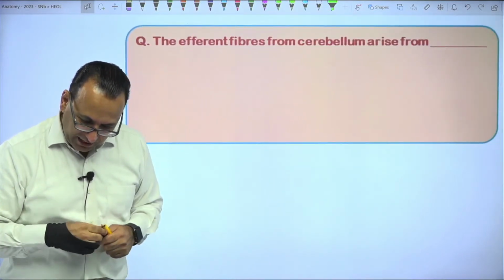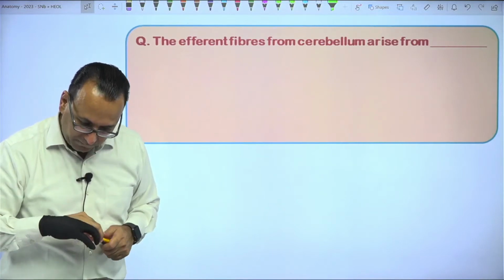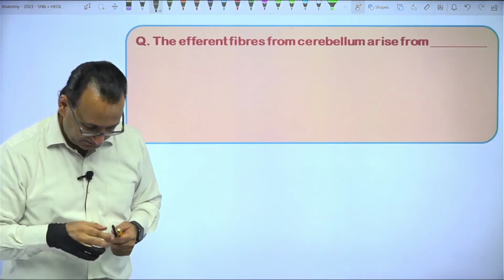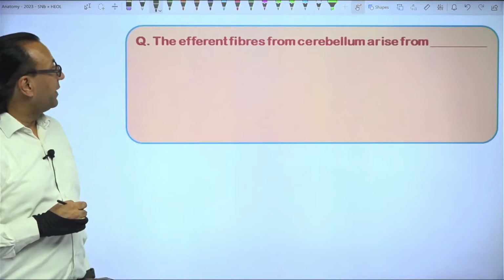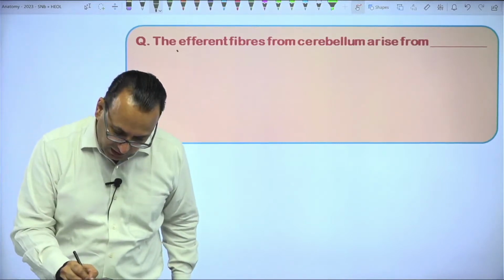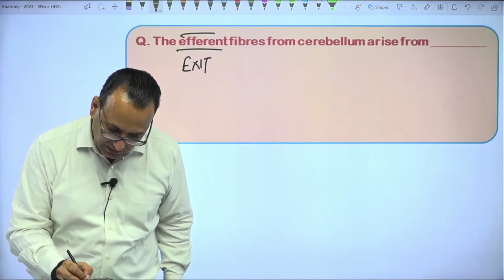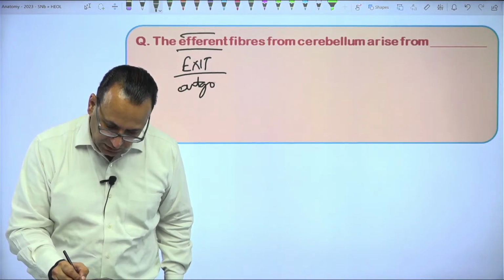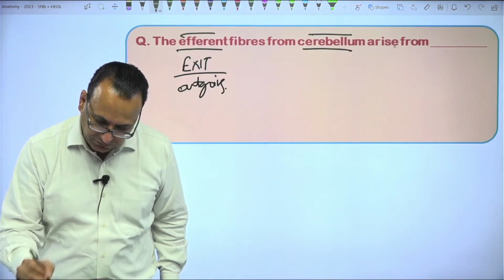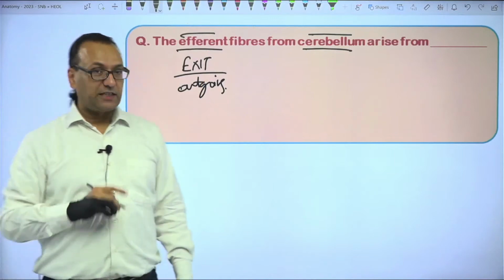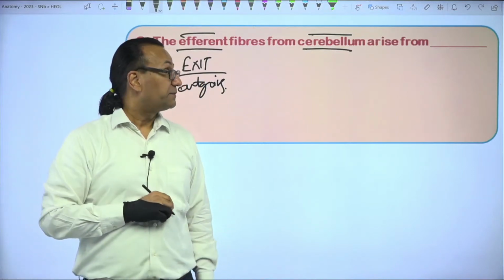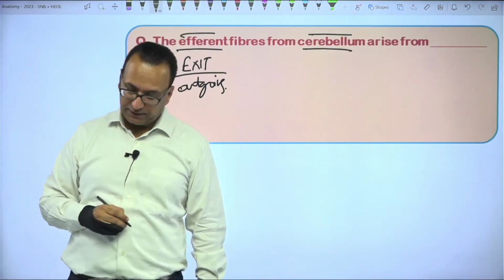Okay. Efferent fibers from cerebellum arise from. I need to give some hint here. Efferent means outgoing, exit. Fibers from cerebellum arise from. See, just now we have seen some pathway. I will repeat the pathway.